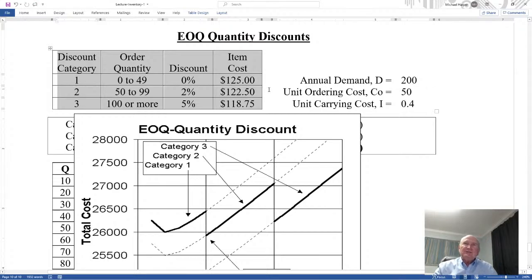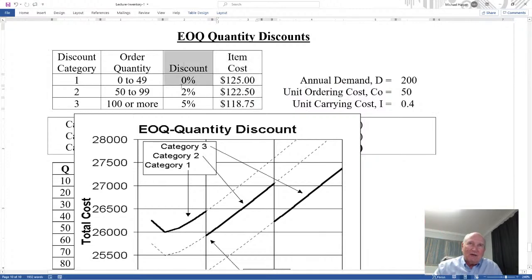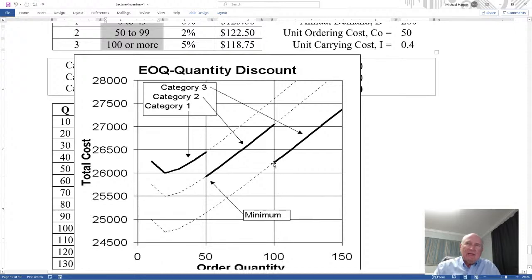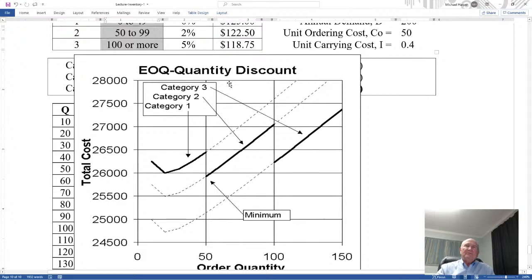So I don't want to change the price because the price is competitive. I'm the lowest price in the industry. I don't want to change the discounts because the discounts are why my customers stay with me. But let me change the order quantity boundaries. I want them to order more, so instead of having 100 here being the boundary, let me drop that to 75. So it's 0 to 50, 50 to 75, 75 or more.